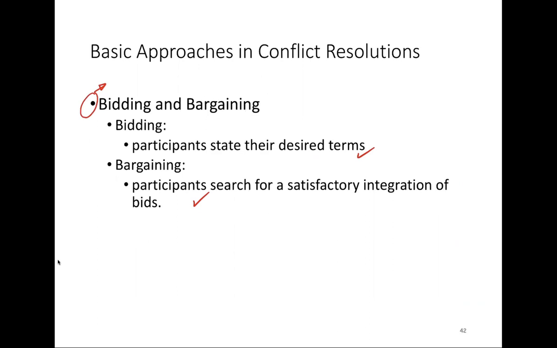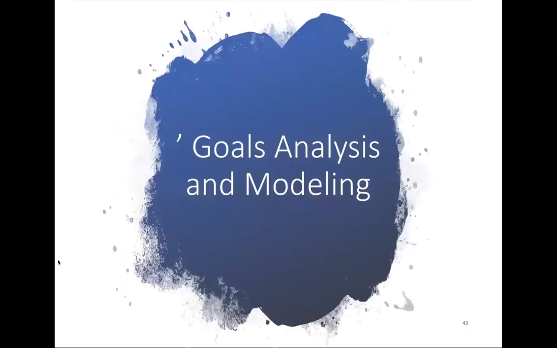So far we talked about requirements classification and organization. We also talked about requirement prioritization, conflict detection, and conflict resolution. So now allow me to show you another way of gathering or eliciting requirements, which is commonly used not only in the elicitation phase, but we can also see it in the analysis phase as well, which is goal analysis and modeling.